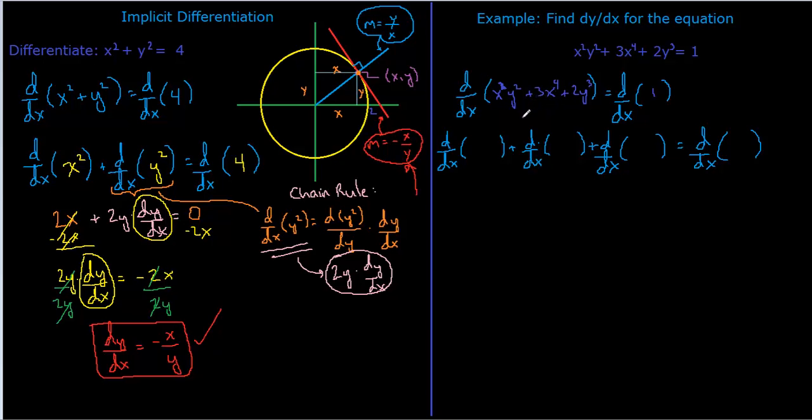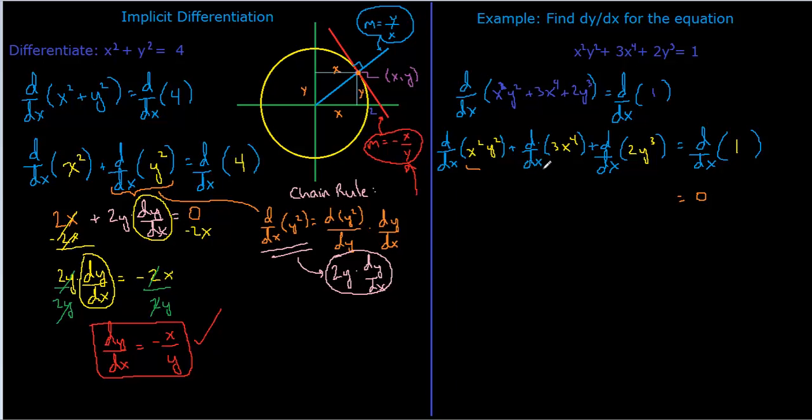Okay, so x squared y squared. And then here we have 3x to the fourth. And here we have 2y to the third power. And on the right-hand side we have 1. So the right-hand side, that's the easy part. The derivative of 1 with respect to x is 0. The derivative of any constant with respect to x is 0.